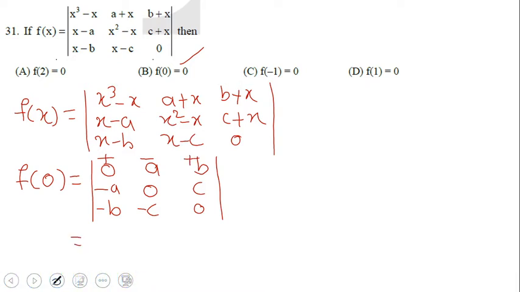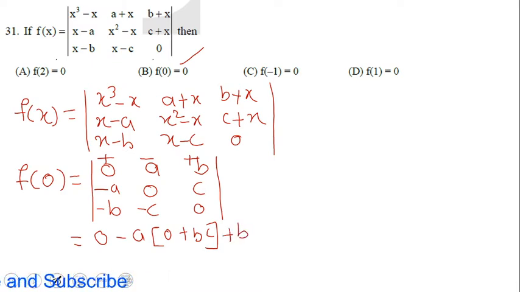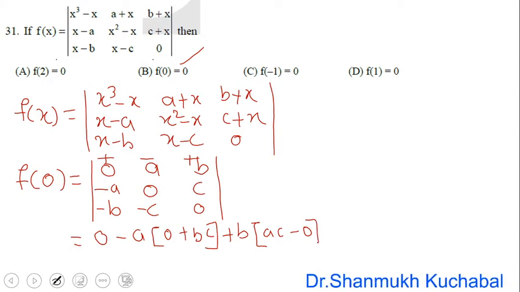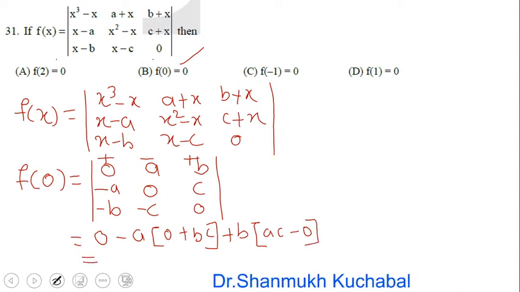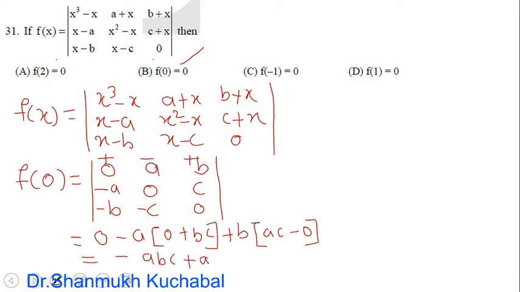So the first element is 0, so that term becomes 0. Next minus a, so expand along it, we get minus a into 0, 0. Then compulsory minus sign, minus b into c, plus bc we get. So further plus b will be as it is, expand it, minus a into minus c, plus ac, then 0 into b, 0 we get. So we get the simplification as minus abc and plus abc here. So plus and minus sign cancel here, we get an answer as 0.